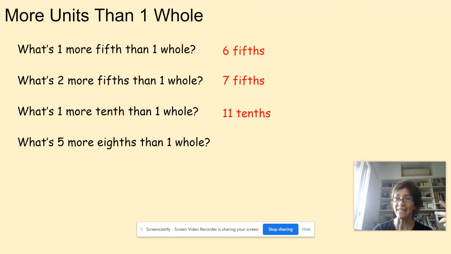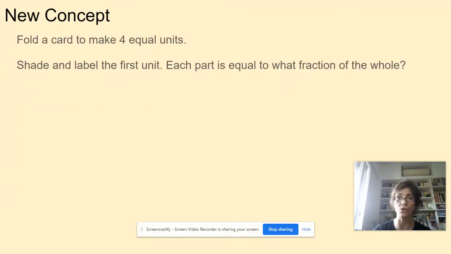1 whole is 8/8. So we're looking at these eighths. It means I divided my whole into 8 parts. Here, tenths, I divided my whole into 10 parts. Fifths, I divided my whole into 5 parts. So 8/8 is 1 whole. What's 5 more? 8 plus 5 is 13/8. 13/8. The numerator is 13. That's how many pieces I'm considering. And it's more than 1 whole.